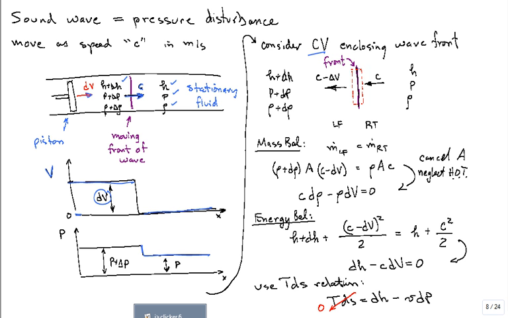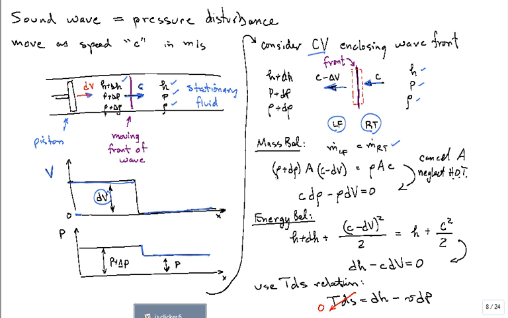So from the perspective of the front and the volume around it, there's fluid flowing into it at constant speed c on the right side. And on the left side, it's flowing out at c minus delta v. And you have enthalpy, pressure, and so on. So you do a mass balance for this control volume. Does that look good? Mass flow rate in on the left is equal to mass flow rate out, in on the right.